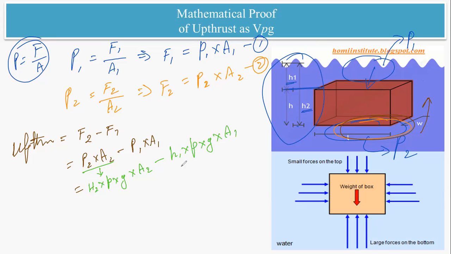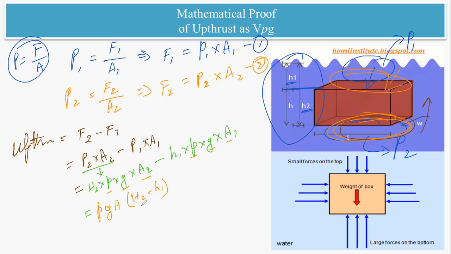Now, in this particular concept, if I see, then I will find that the density, acceleration due to gravity, and the area, all these things are common for both the sides. Density of the liquid is the same, acceleration due to gravity is also the same, and area is also the same, because you can see the area of the upper surface and lower surface is the same. So we can say that they are common. So I can take it as rho, g, and A, and then I will go for it as H2 minus H1.